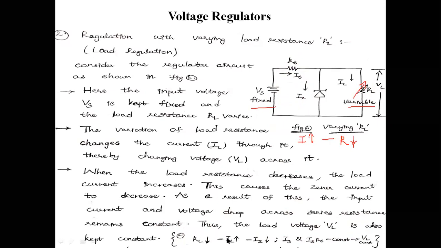Initially RL decreases, IL increases, then IZ decreases. If IZ decreases, then IS, with RS, gives some voltage drop across this resistance RS. That is, ISRS will become constant. If this is constant and Vs is constant, then the load voltage will automatically become constant. That is given by VL is constant here.